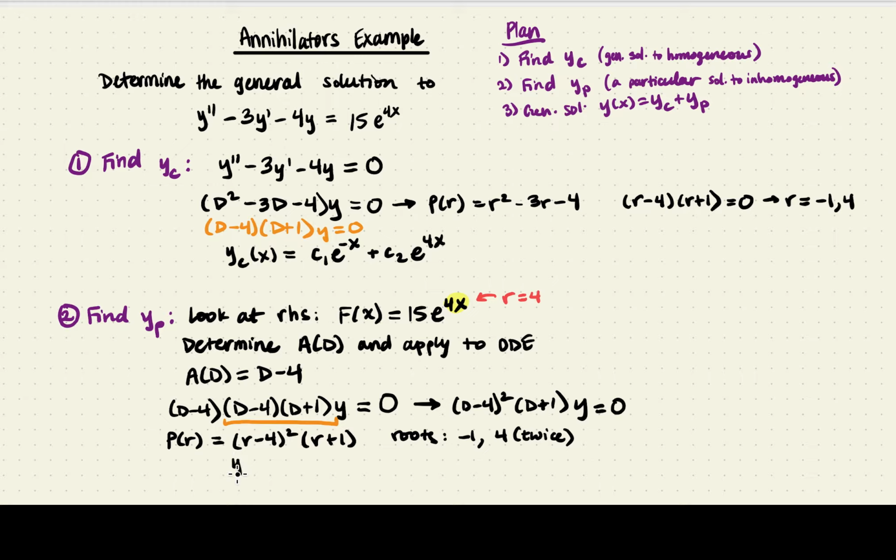So the general solution for this ODE would be c1 e to the -x, coming from that root of -1, plus c2 e to the 4x. But now we've got this repeated root, so I need to add an additional thing here. I need to multiply by x, e to the 4x. That gives me another linearly independent solution. Okay, so we're almost there.